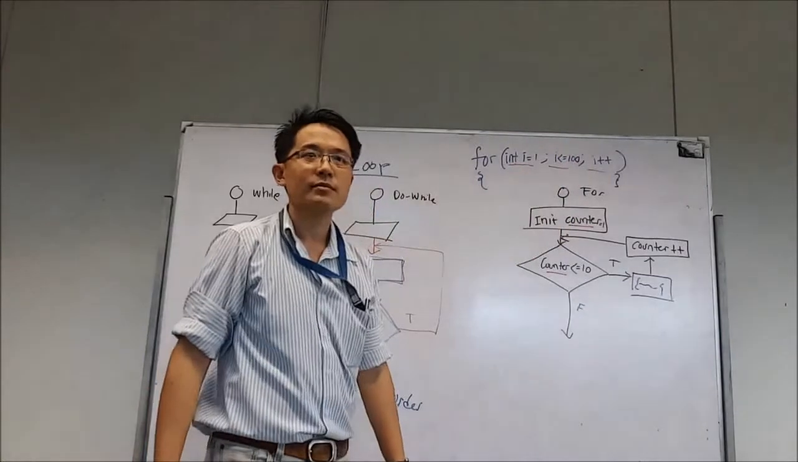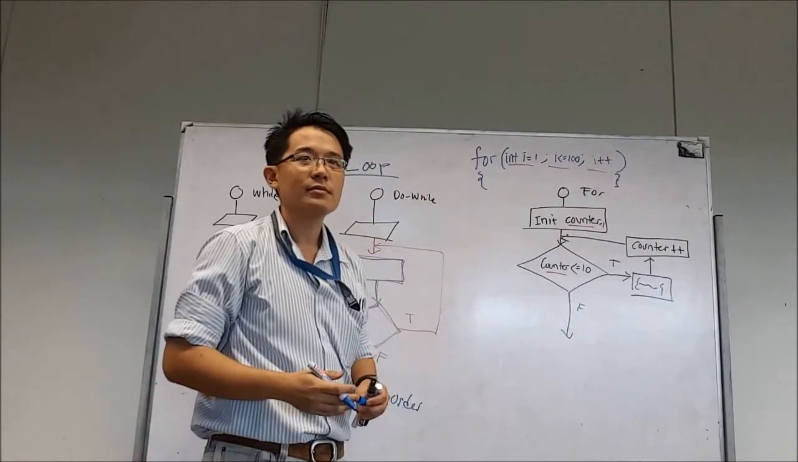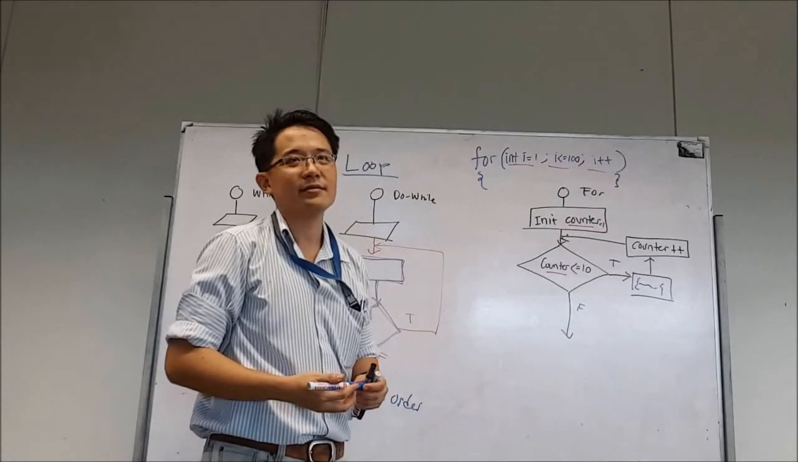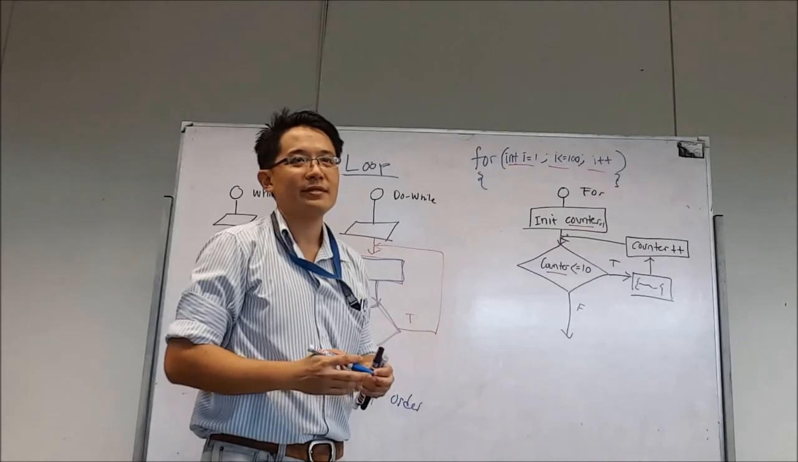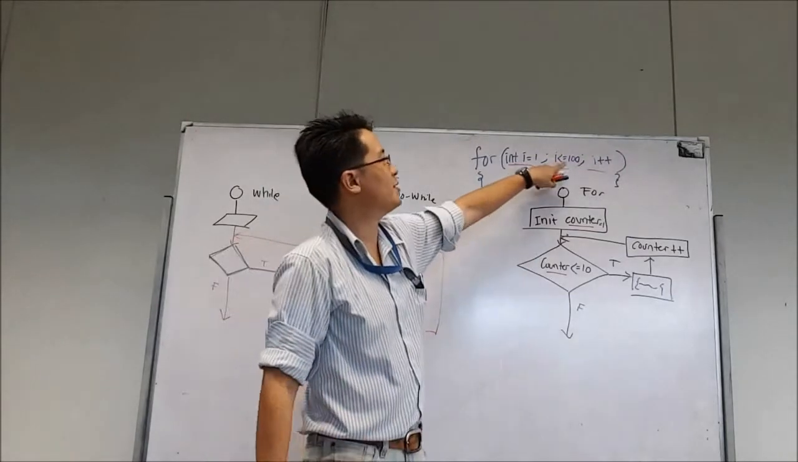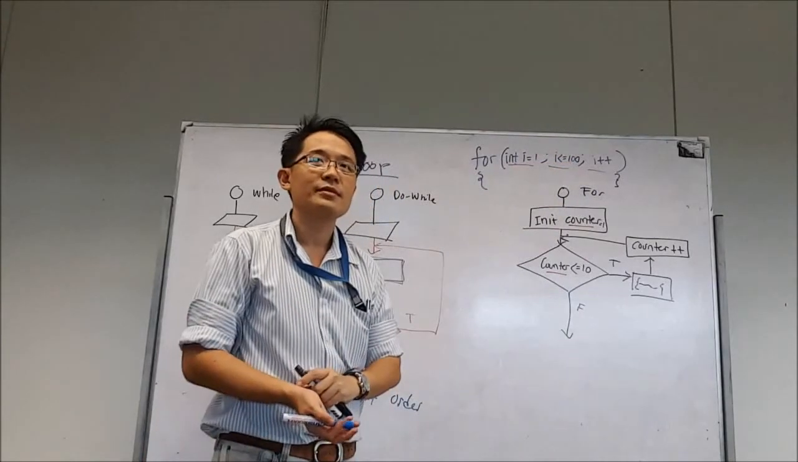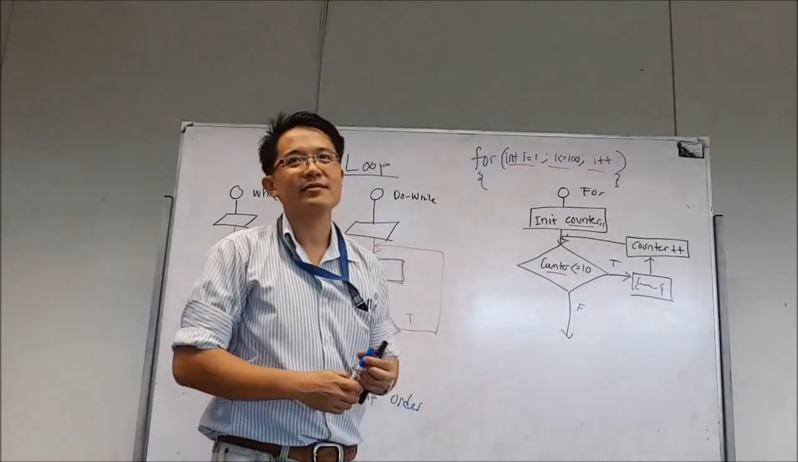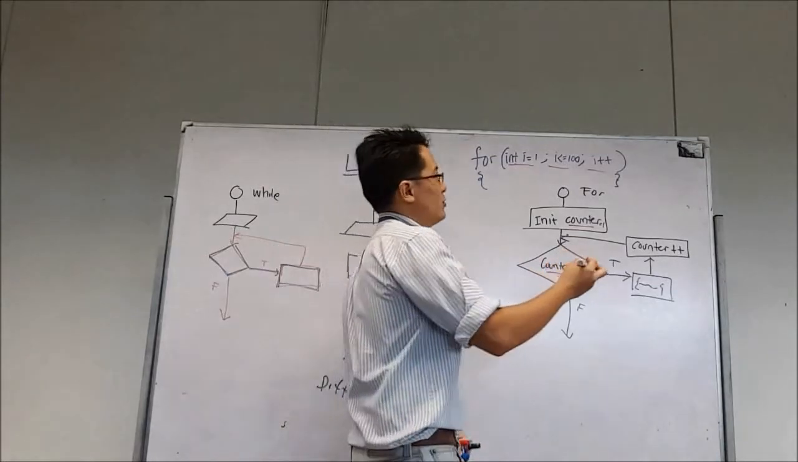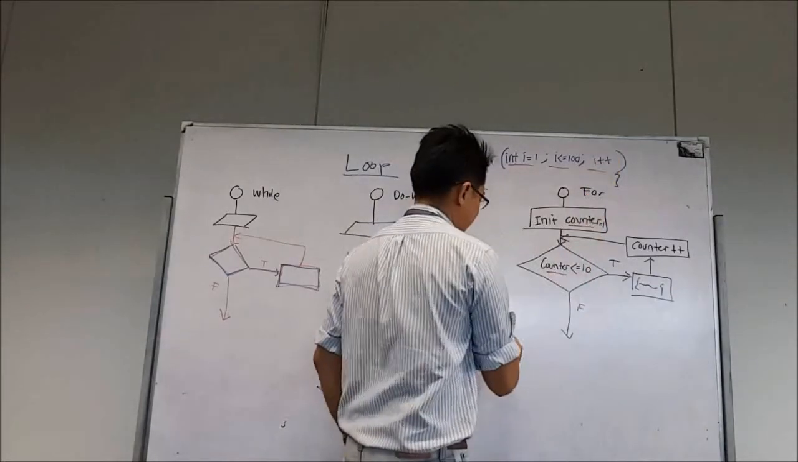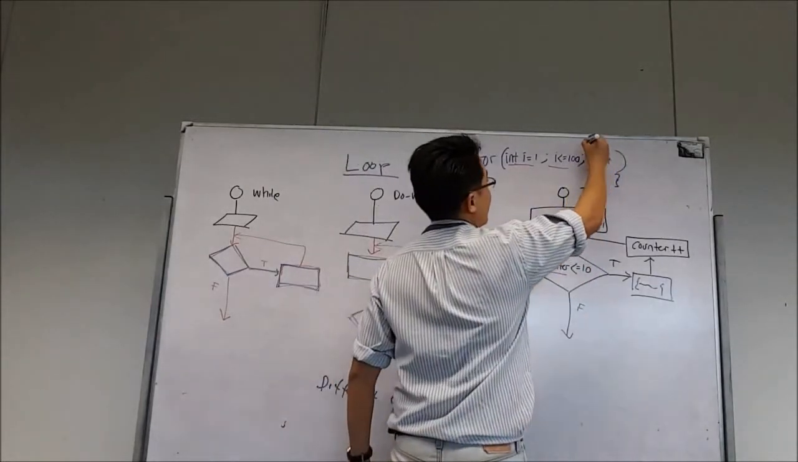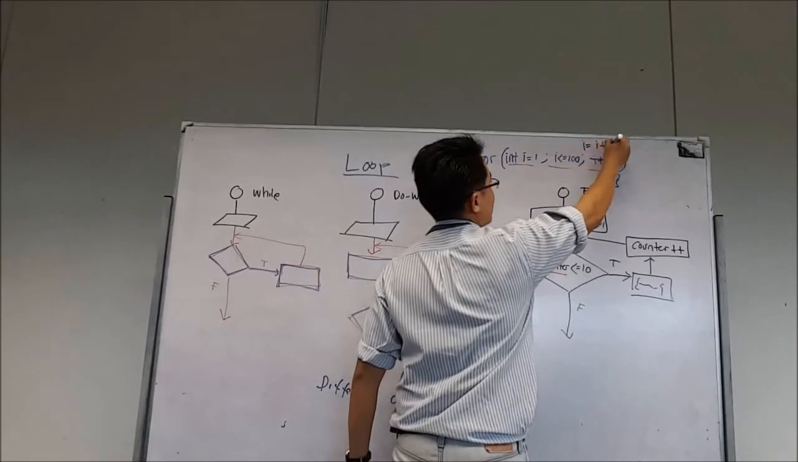How many times you want? 10 times. So if you want to make it more times, you just change the number here. So the I plus plus is plus 1 every loop, right? If you want to plus 2, then instead of writing I plus plus, you write I equals to I plus 2.